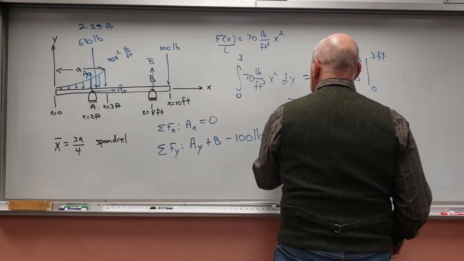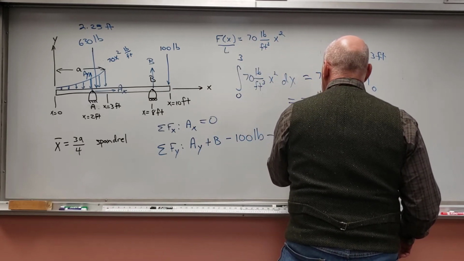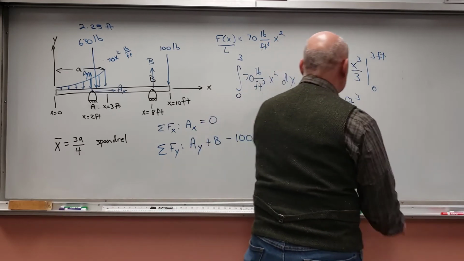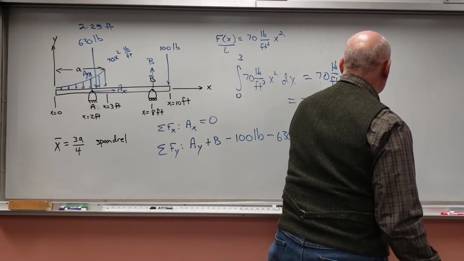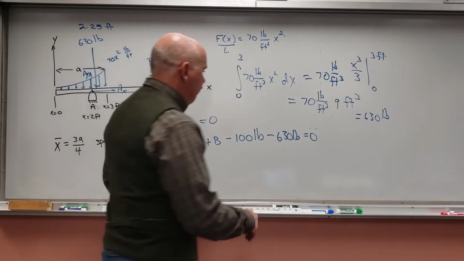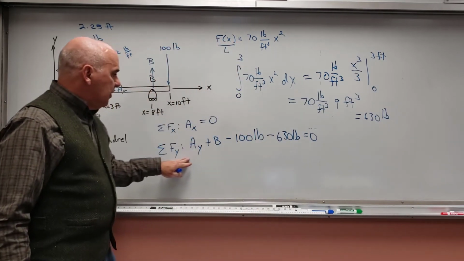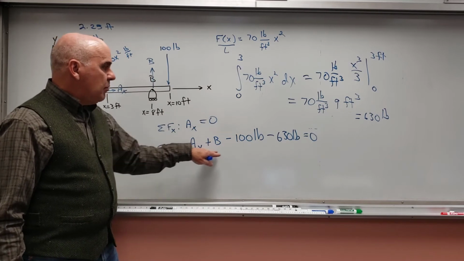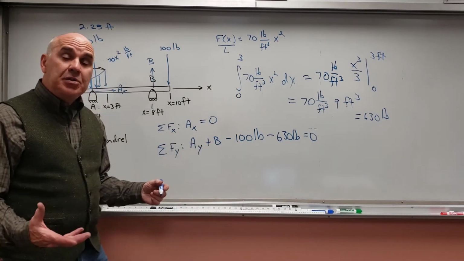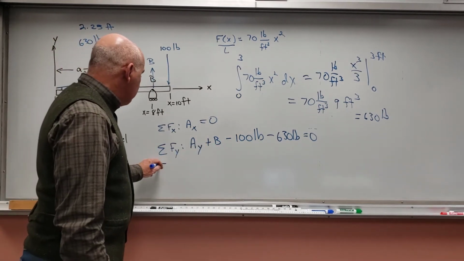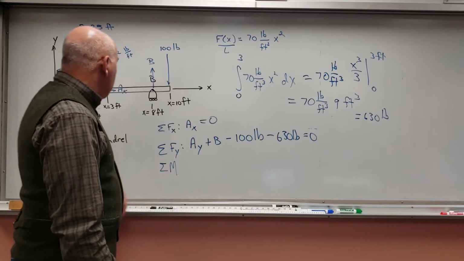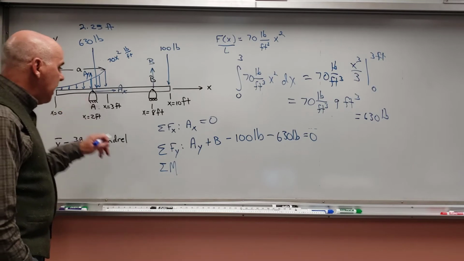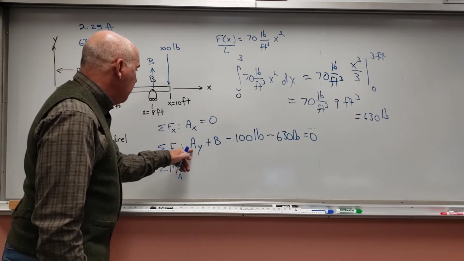All right, so I'm going to put 630 pounds over here and set that equal to 0. Okay, and this was all equal to 630 pounds. So there's my force equation, but you'll notice, of course, that there's 2 unknowns. A sub y is unknown and B is unknown, so I need to do a moment as well. So I'm going to do the sum of the moments.